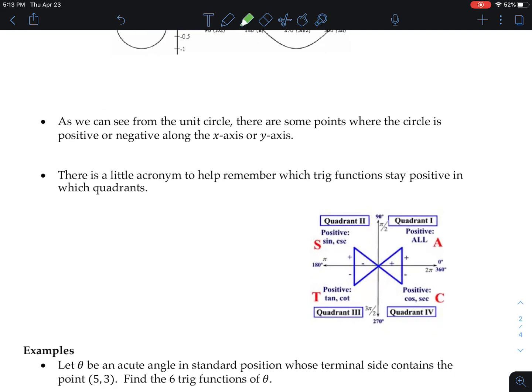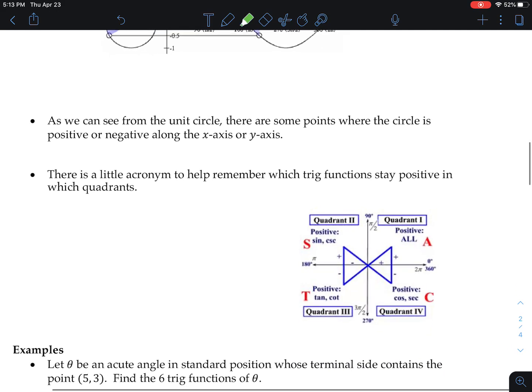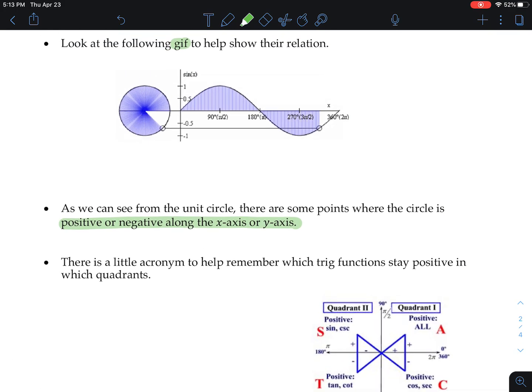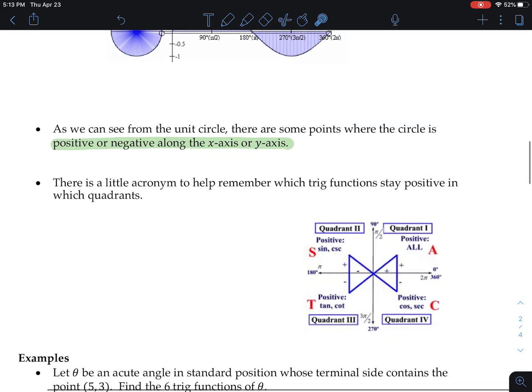Now let's look at this. We see that there are some points when the unit circle is positive or negative, meaning it's above or below the x-axis. As this circle is spinning on the right-hand side over here, I'm positive, and then all of a sudden when I get below, I'm negative over here. So there's times when sine is positive and times when it's negative.